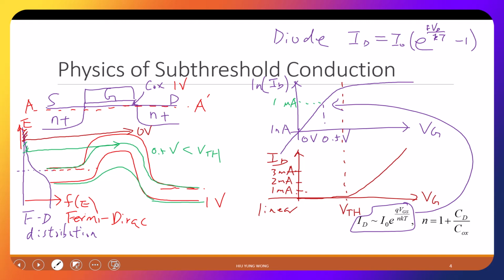Make sense? And last time someone said that, hey, this one looked like a diode. And I remind you that, yes, indeed, this is just a diode, except that this time the diode at this side is controlled by the gate through capacitive coupling. Okay, and then we also have a drain. So that is the first thing. Any questions? Yeah.